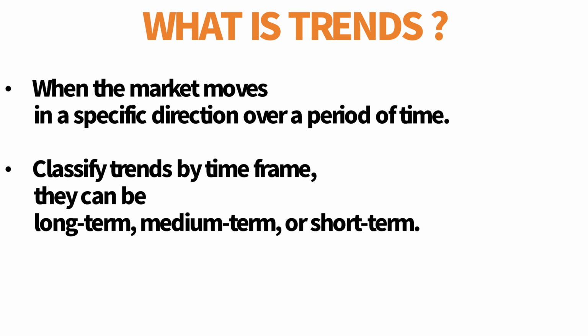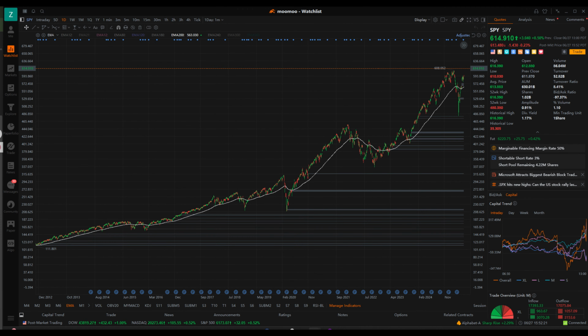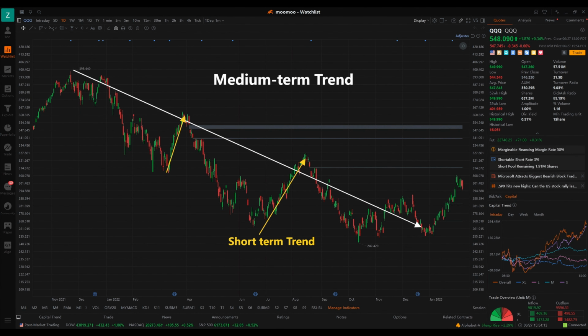Now, if we classify trends by time frame, they can be long-term, medium-term, or short-term. But how long is long-term? That depends on who you ask. Generally speaking, anything over 2 years is considered a long-term trend. Here's a chart of the S&P showing a long-term uptrend over the past 12 years. So, what about medium-term trends? Usually, if a price move lasts more than 3 months but less than a year, it's considered medium-term. Anything shorter than 3 months, even just a few weeks, is usually referred to as a short-term trend. Of course, people have different ways of defining this.